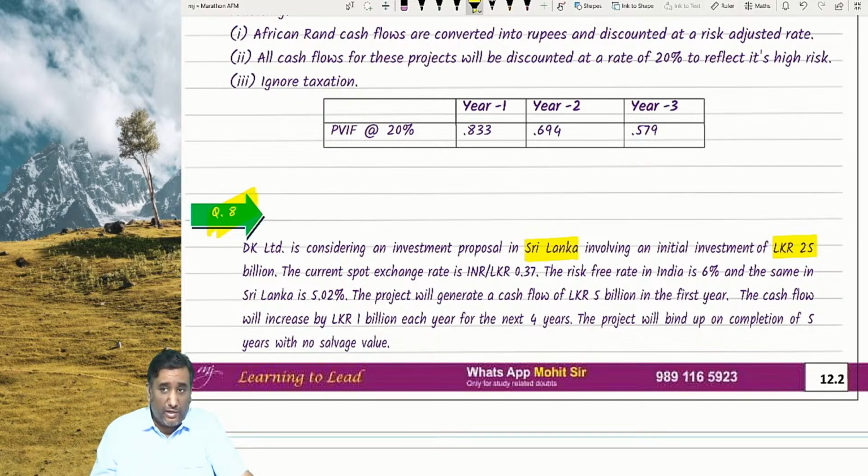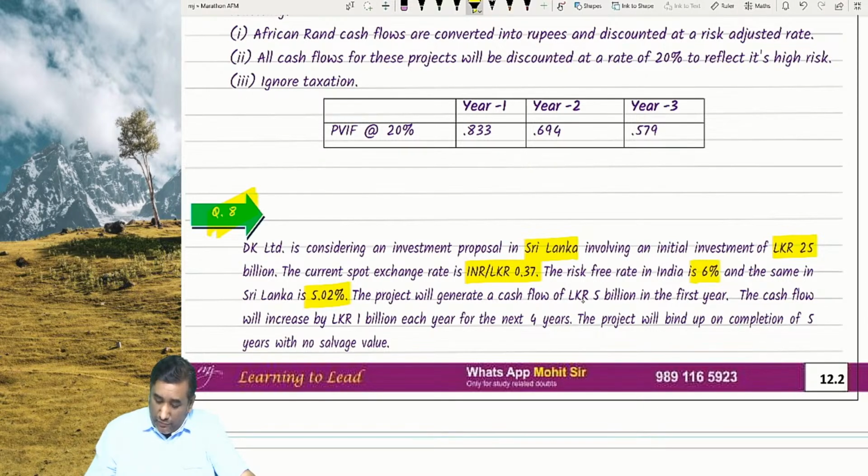If you are not able to identify, you assume which approach? Academic style. What was academic style? Rupee per dollar, rupee per LKR. The problem in the exam comes in these odd currencies. Confusion comes. He could have given it in dollar, it was easier. How do you write it? 1 LKR is equal to 0.37. Academic style. Risk-free rate in India is 6. Same in Sri Lanka is 5.02.